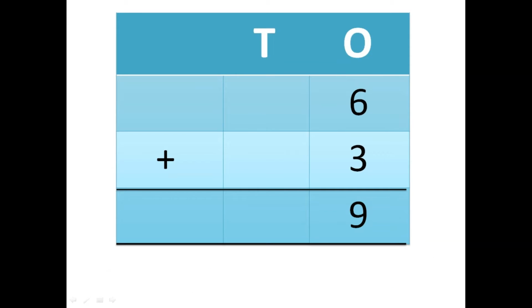Let's learn it by one more example. See, here we have added 6 and 3. 6 and 3 both are one digit numbers. So we will write them in ones line. So you can see first I have written 6, then I have written 3 below 6, and we have added both the numbers. And answer is 9.